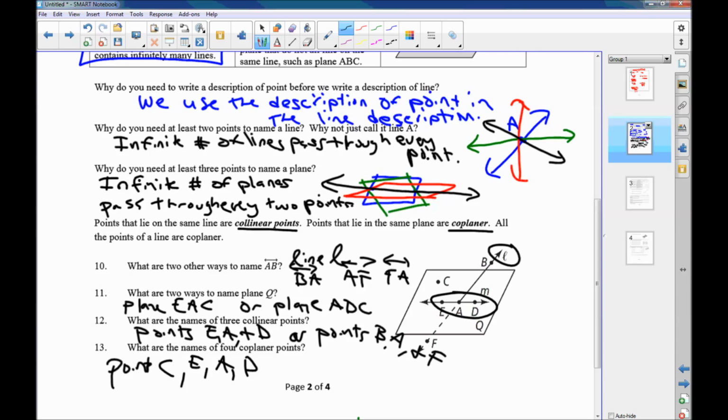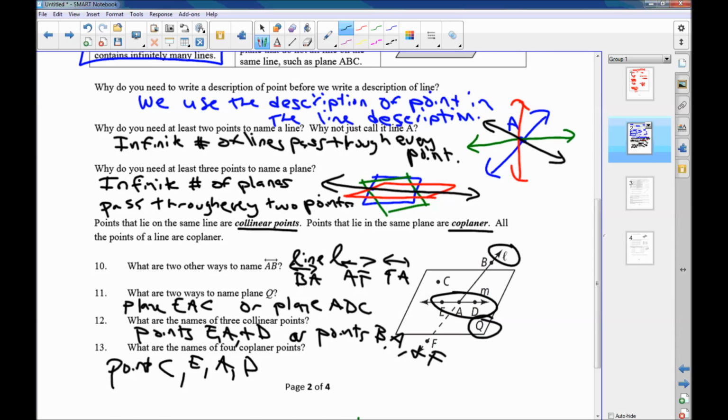Okay, so points C, E, A, and D are all on the same plane. Line M is that EAD line, the line that holds E, A, and D together, and line L has B, A, and F on it. Notice A is on both of those lines. And the plane cannot use the 3 collinear points E, A, D to define it. Okay, and it's plane Q because of the Q down here.